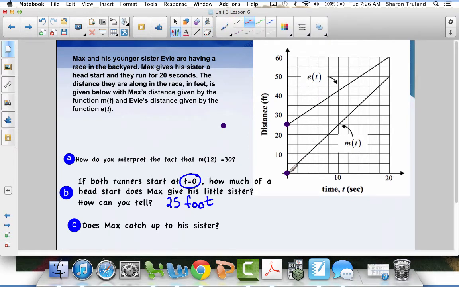Well, here's Max running. And here's his sister running. And do the blue and the red line ever cross each other? Not that we can tell, because remember, they only ran for 20 seconds. At 20 seconds, Max is still behind his little sister. At no point did he catch up to his sister. Aw, he was the good brother. He let her win and let her feel good.